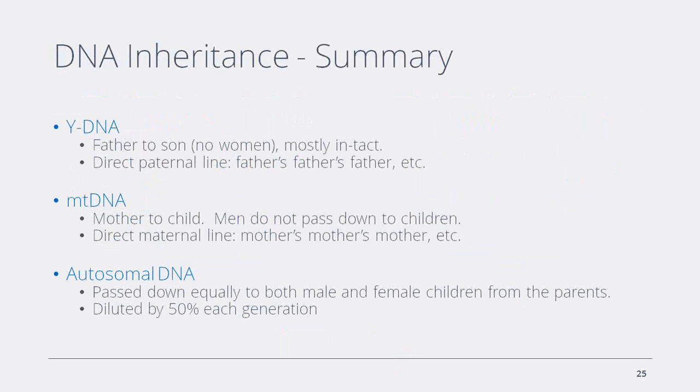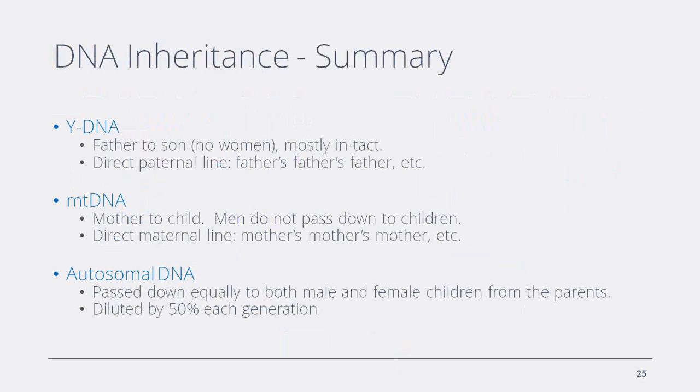All right, so to summarize all of that: Y DNA is strictly father to son, passed down mostly intact, and it's the direct paternal line, the father's father, etc. mtDNA is passed down mother to child, men do not pass it down to their children, and it's the direct maternal line, mother's mother, etc., if you're looking at the ancestral line. And then autosomal DNA is inherited equally by both male and female children from their parents. Both men and women inherit those 22 pairs of autosomal chromosomes, and one half of each pair is from mom, one half of each pair is from dad. And I also put in here, and this is important to understand, that autosomal DNA gets diluted by 50% every generation.